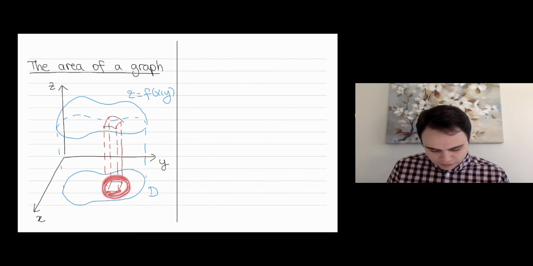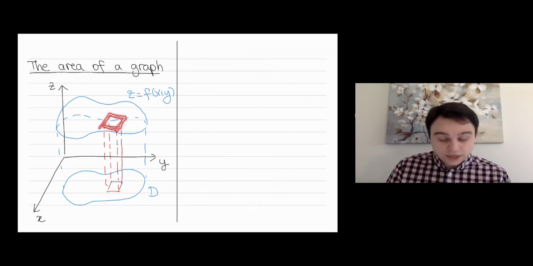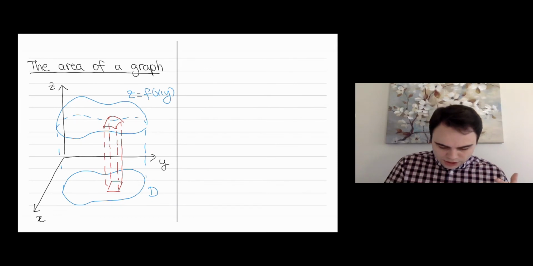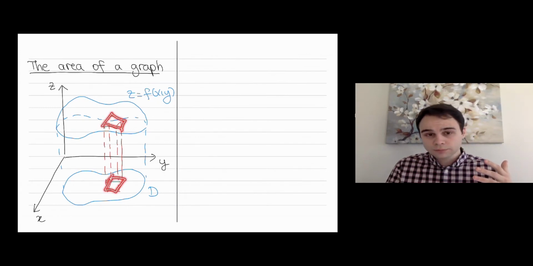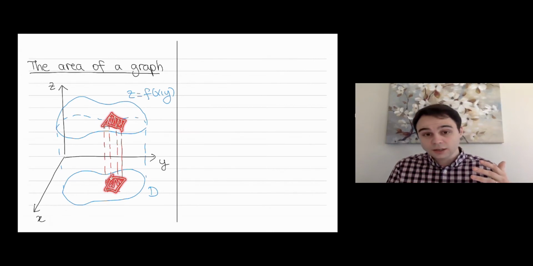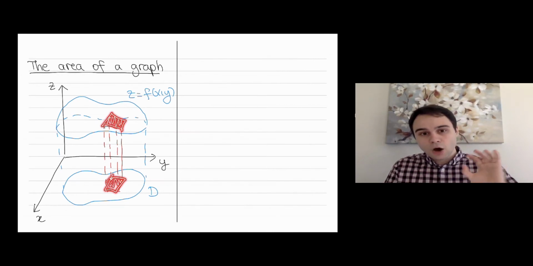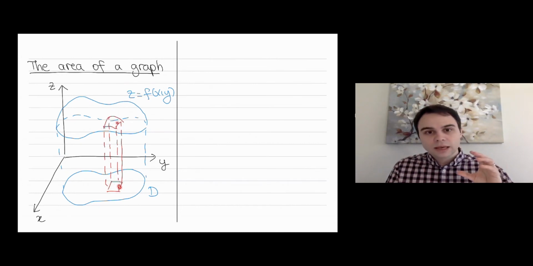Okay, then I'll assume that the piece at the bottom is really small, and it'll have some area, delta A. Then I'll relate that area to the area at the top. It turns out that this area over here will be bigger. This little piece of the graph covers this little rectangle at the bottom, so this area here will be bigger than the area down there. So I'll figure out by how much it's bigger. What's the multiplying factor?